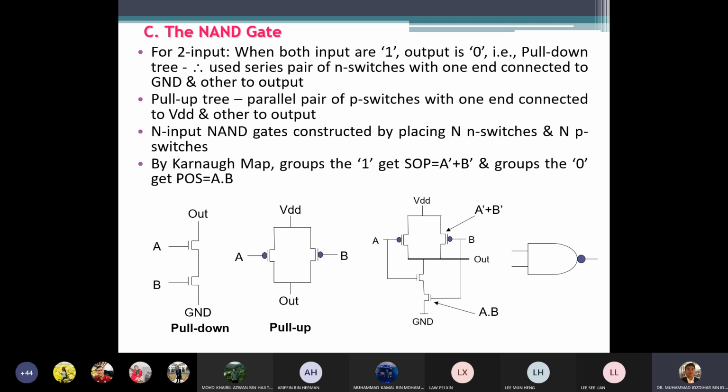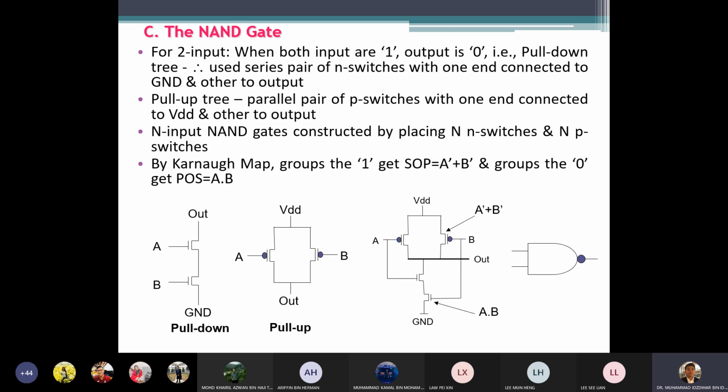So how to do that? You know that when the input is high, the one that can turn on is the N channel. So when you have a pair of N switches connected in series, you can connect that from ground to output. So in designing the circuit, you need to know the behavior: with two inputs, if both are high, it will give low, which is ground. So you can have two N channel switches in series.